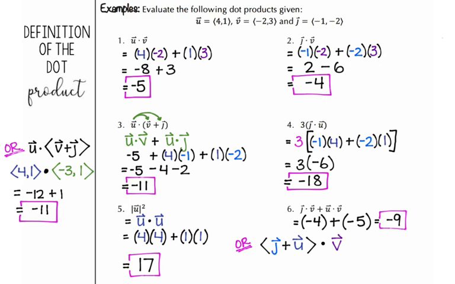But if we didn't have that already done, I can see in this problem that both of these are a dot product with v. So instead I'm going to add the two vectors together, and then do the dot product, and I still get -9. Again, it's just different ways to do the same problem.